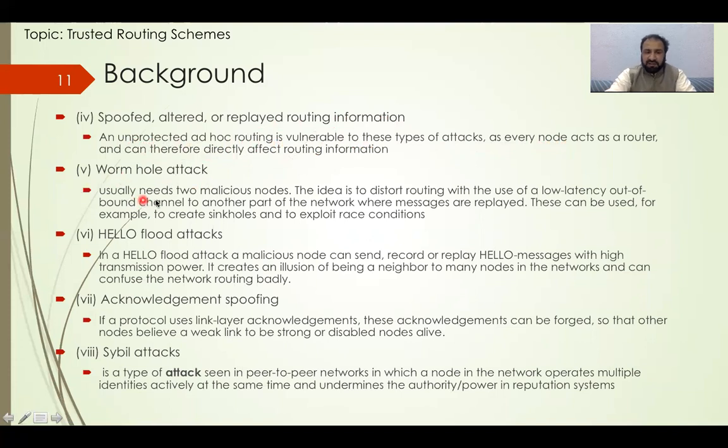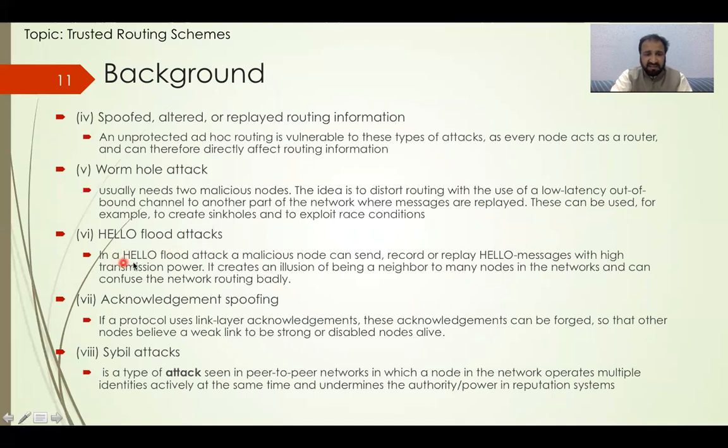Wormhole attack usually needs two malicious nodes. The idea is to distort routing with the use of a low latency out-of-bound channel to another part of the network where messages are replayed. Normally once the packet is received, and after manipulation or performing some activity on it, it regenerates the packets and sends them. We have studied this process in our last classes.